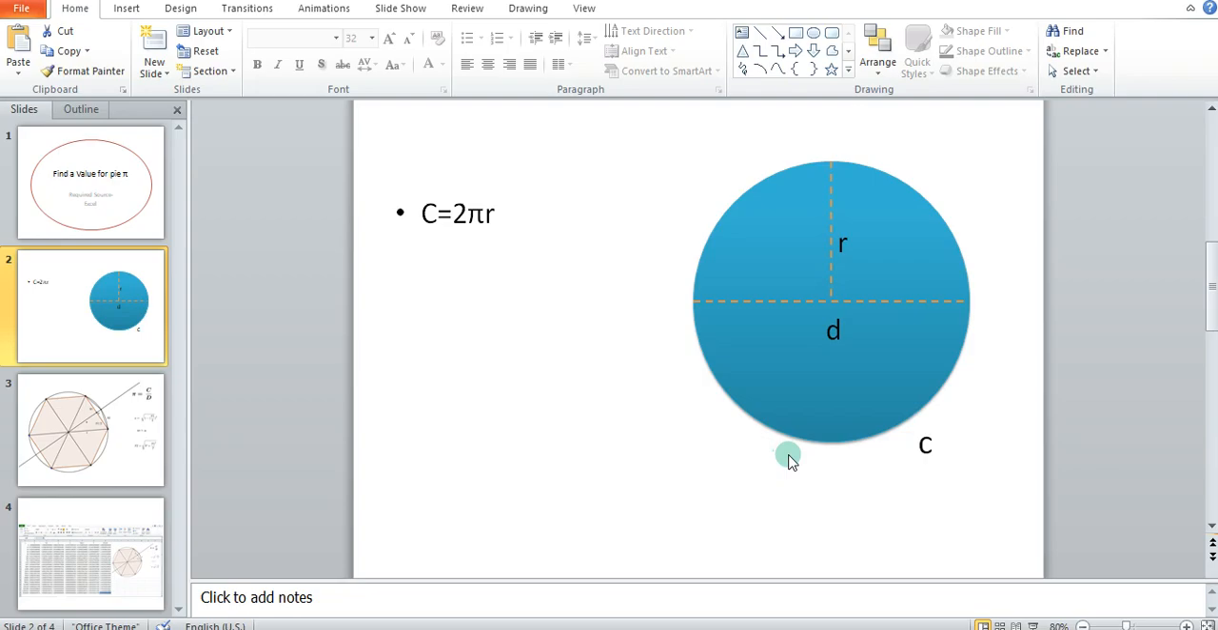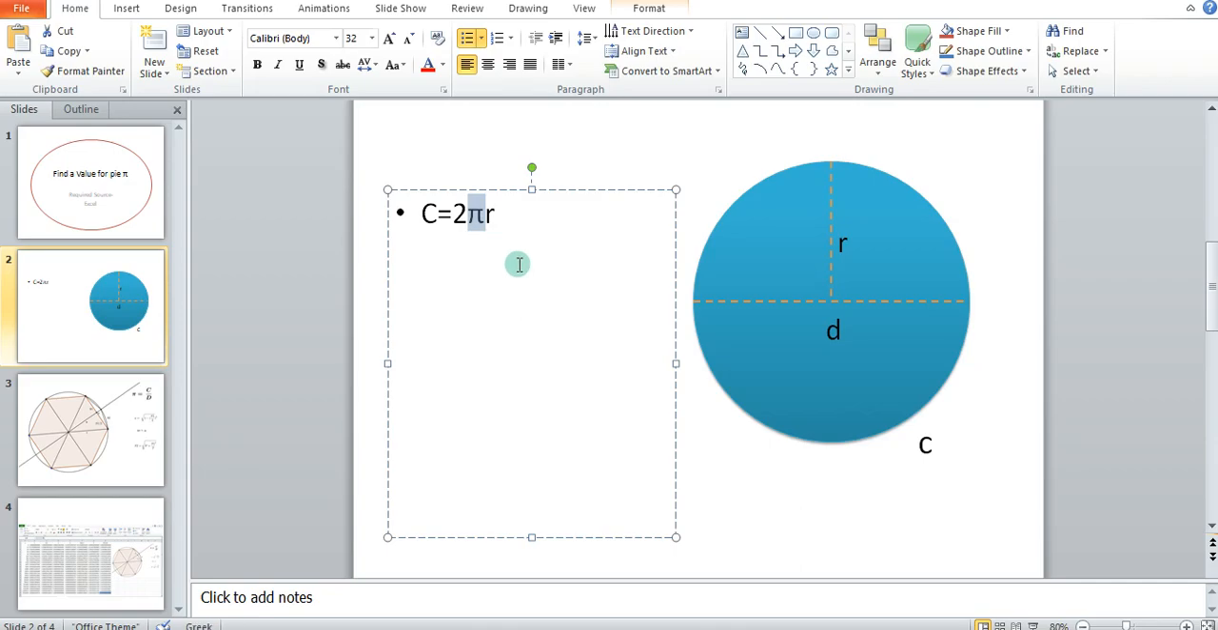So in this video we are going to focus not on finding the circumference, but on finding the value for pi. How we get the value 3.143 or 22 by 7 for pi.